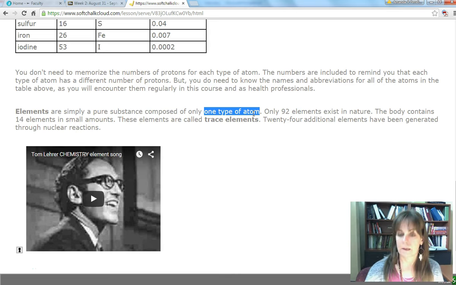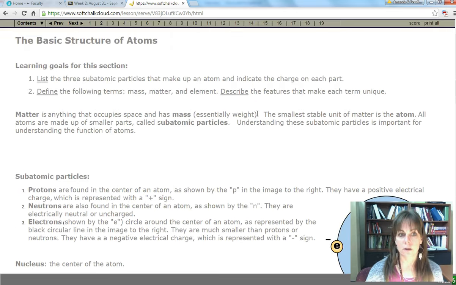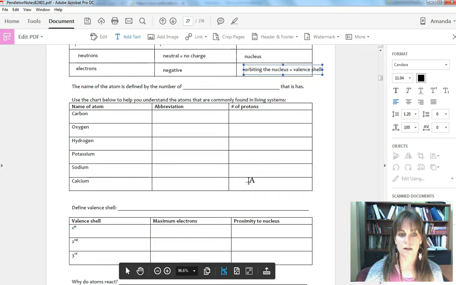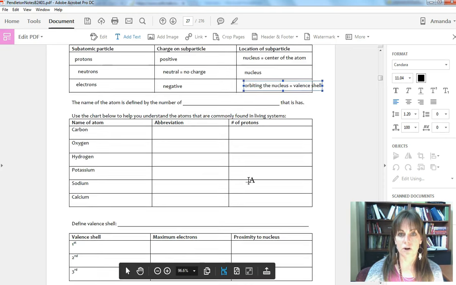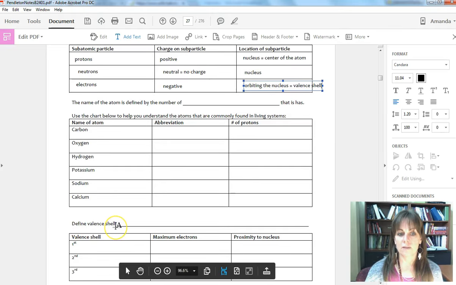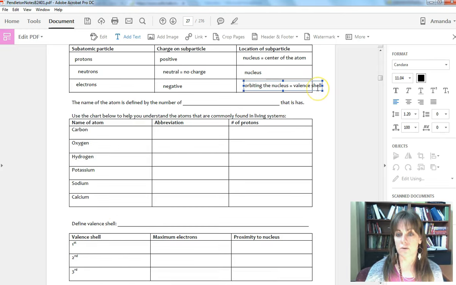Okay? All right, so let's go back up to our learning objectives. We have listed the 3 subatomic particles. We've indicated the charge on each part, and we've looked at these different terms. Let's go back to our sheet here and make sure that we've looked at all of these. And so right here, if you were going to define the valence shell, you could look over here, and this really tells you it's the orbit in which an electron travels around the nucleus. Okay?